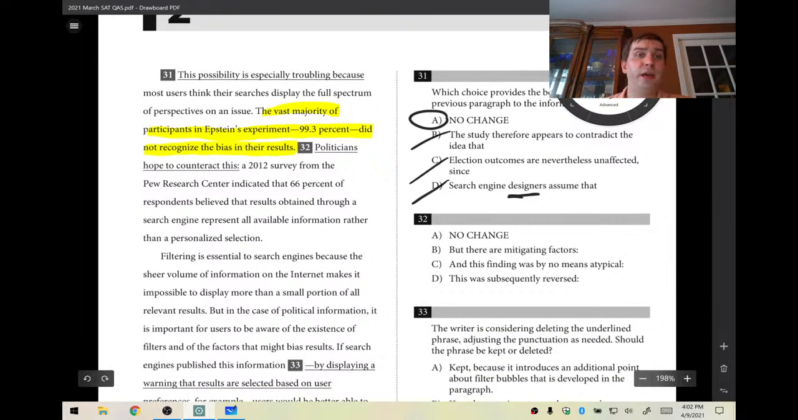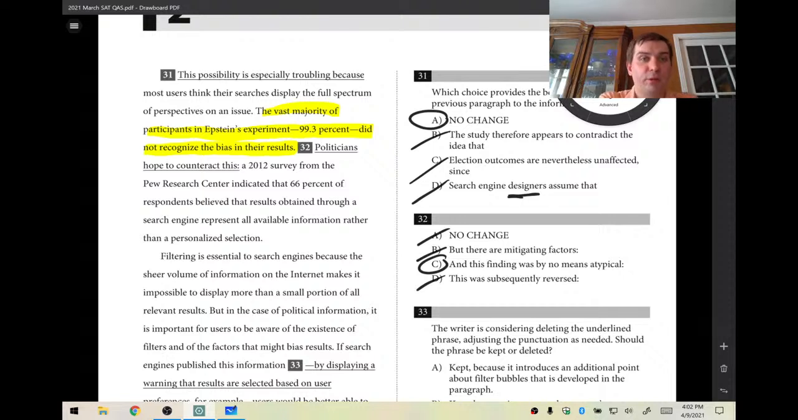32. Politicians hope to counteract this. A 2012 survey from the Pew Research Center indicated that 66% of respondents believed that results obtained through a search engine represent all available information rather than a personalized selection. So do politicians hope to counteract this? Do we have any evidence of that? No. Are there mitigating factors that the passage mentions? No. Was it subsequently reversed? No.